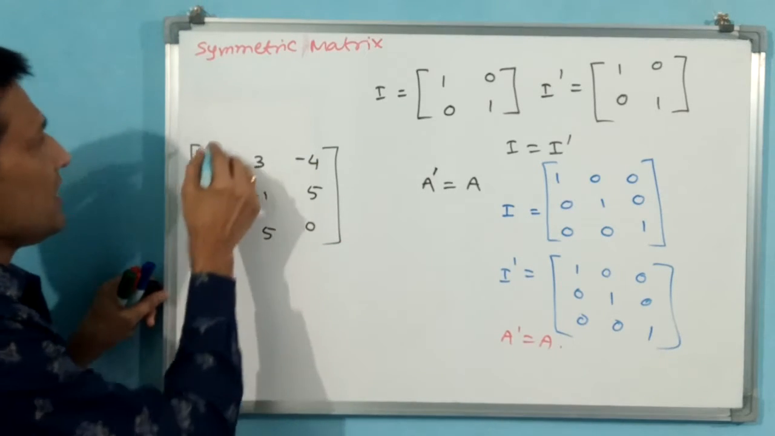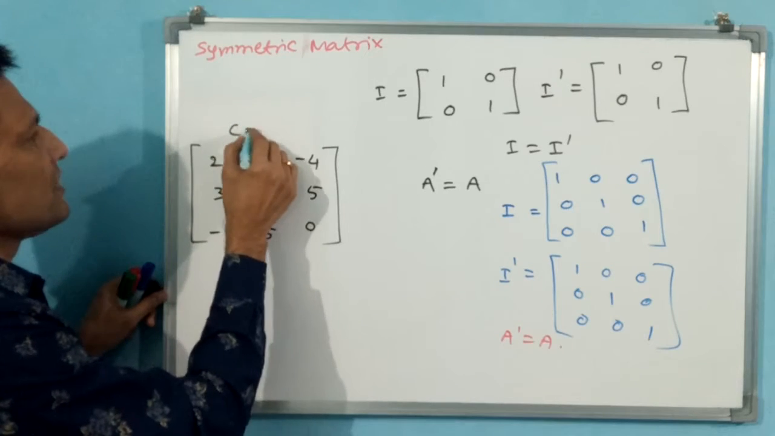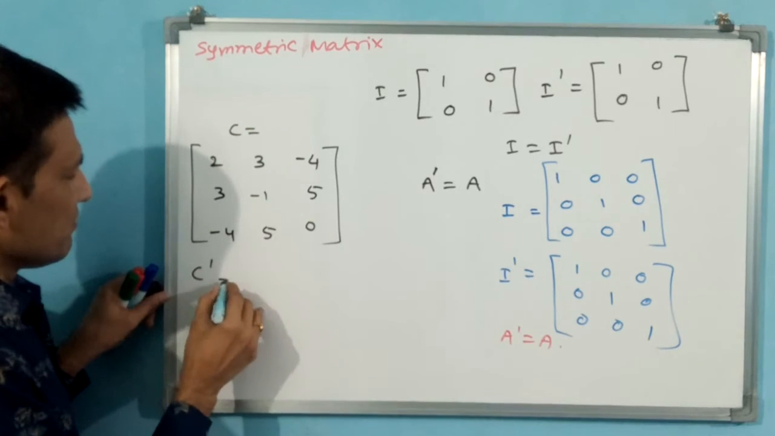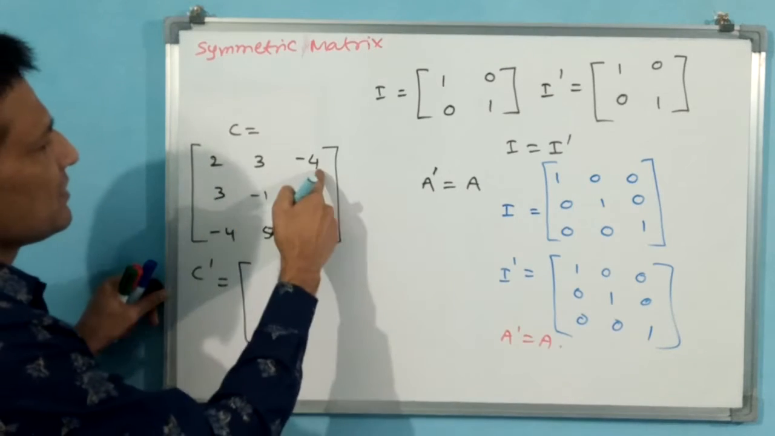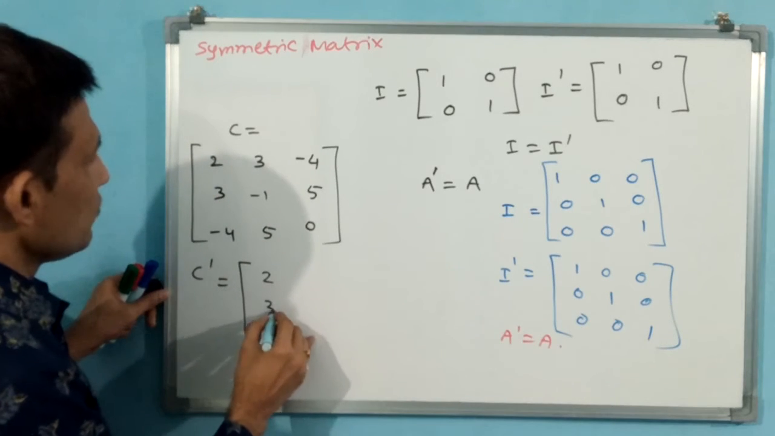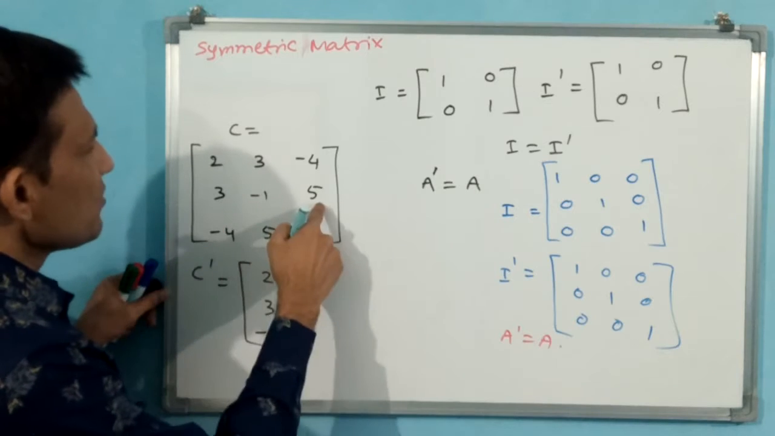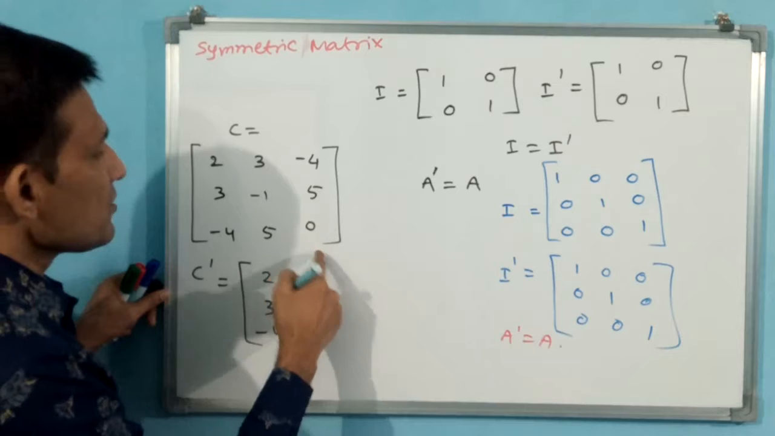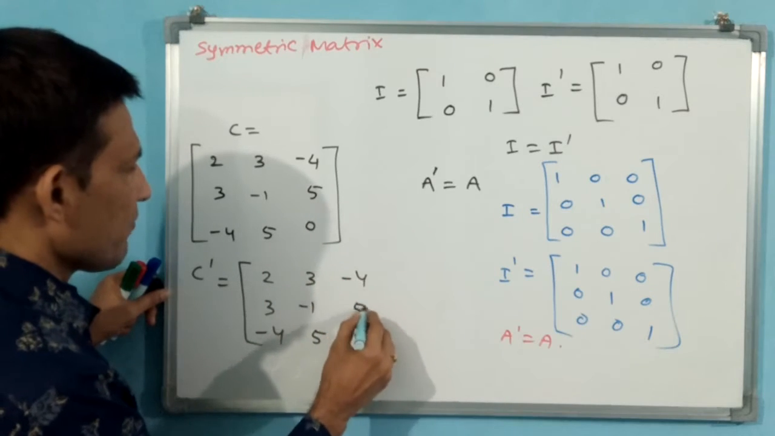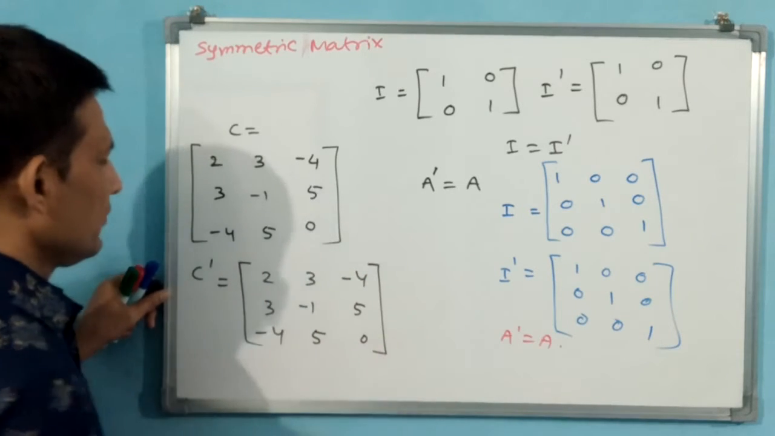Okay. See, let us say this is C. Then I am making C dash, the transpose. You see, this first row is going to become the first column: 2, 3, -4. The second row is going to become the second column: 3, -1, 5. The third row is going to become the third column: -4, 5, 0. Okay.